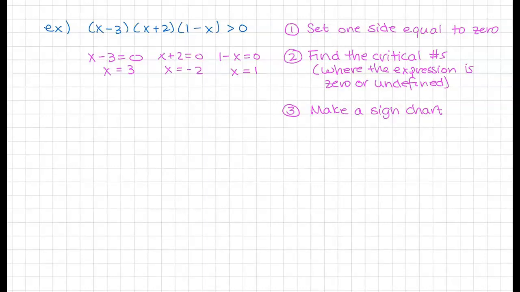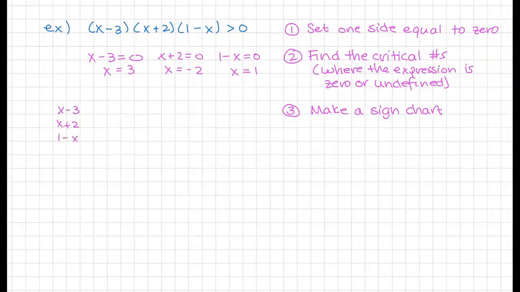It's what it sounds like: it's a chart with signs. It's going to be a chart with a bunch of positive and negative signs in it. So the way that I format the sign chart is, once I've factored the expression to find those critical numbers, I take each one of those factors and list them off to the side. So I have x minus 3, x plus 2, and 1 minus x.